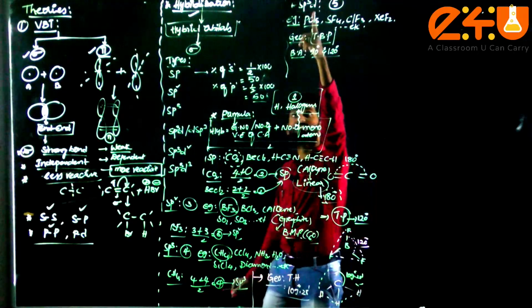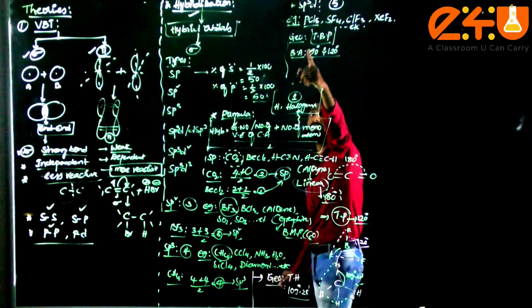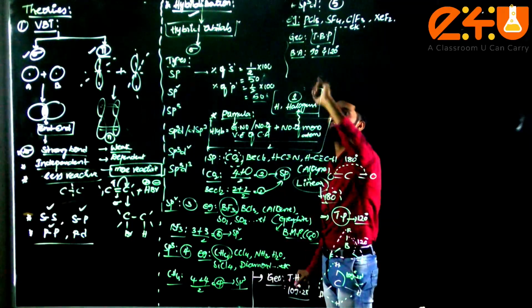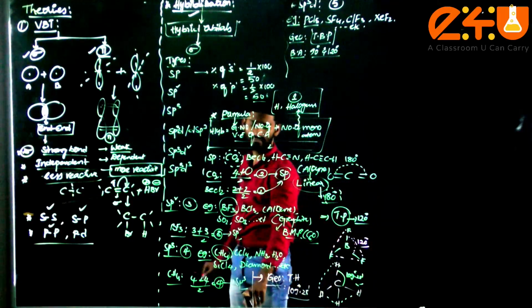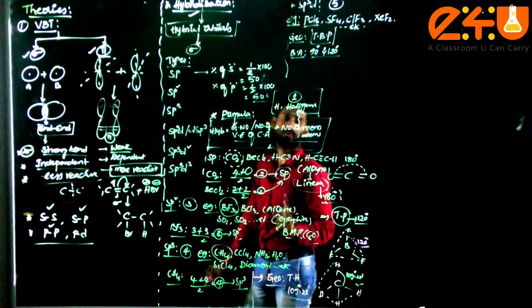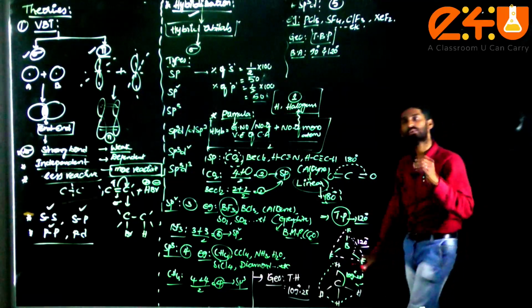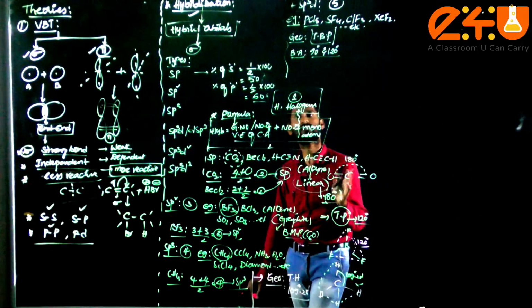Whenever sp3d hybridization is there, the condition is that there are no lone pairs. That's why here 5 bond pairs and 0 lone pairs. Here 4 bond pairs, 0 lone pairs. Here 3 bond pairs, 0 lone pairs. Here 2 bond pairs, 0 lone pairs. If you understand lone pairs as well as bond pairs, you can easily predict the geometry of any molecule.